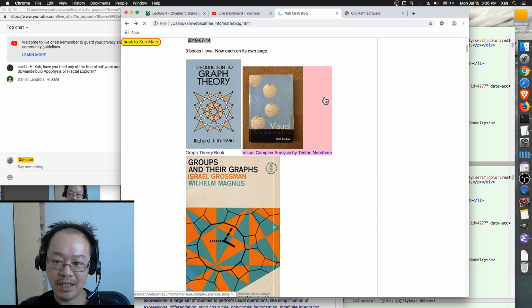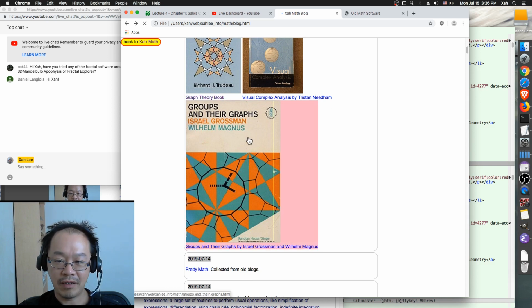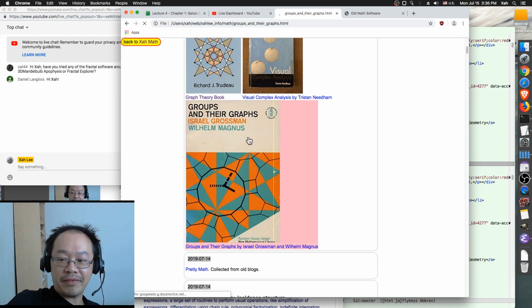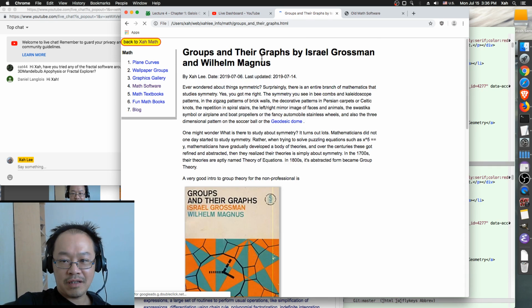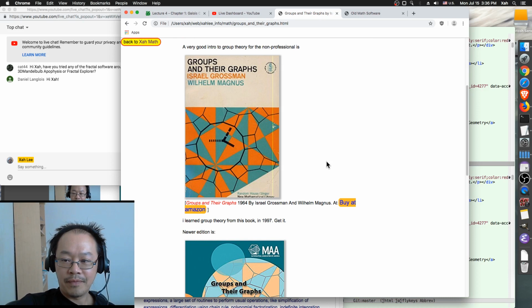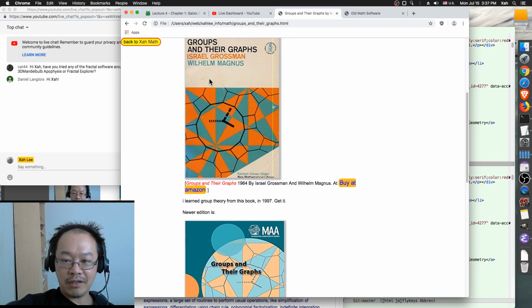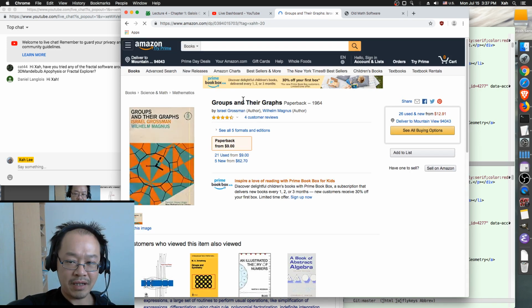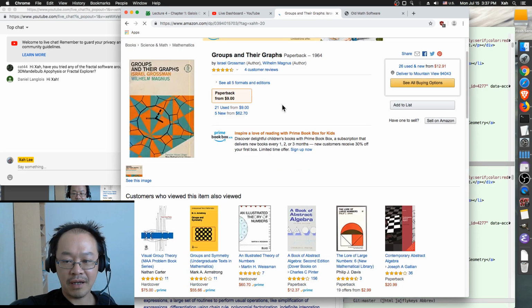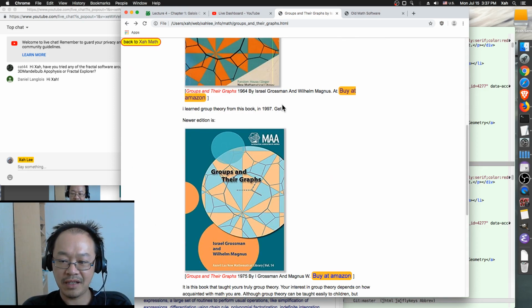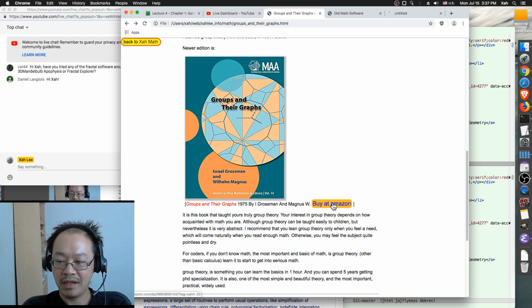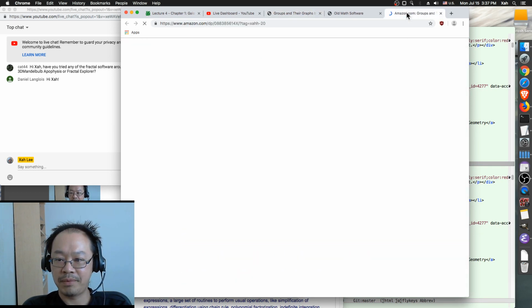You don't need background. And also this book, Groups and Their Graphs, I recommend. Just go to Xah Math blog, you'll find it. The edition I read is this one. This book is also very old, 1964 originally. If you buy this edition on Amazon, it's like $10 used. But there's a newer edition. Typically these newer editions don't change much. So if you can get it with a cheap edition, that's totally fine.